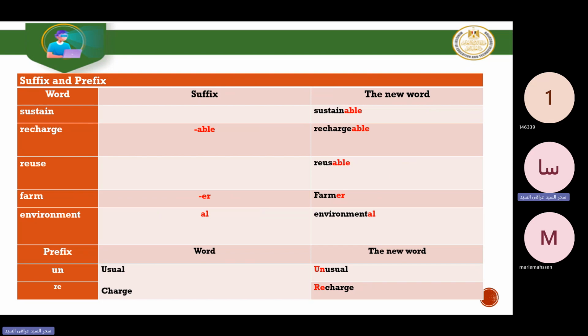Now we are going to have some prefixes. Un- is added to the beginning of the word. Usual becomes unusual. And re-, which means again, when we add it to charge, becomes rechargeable.